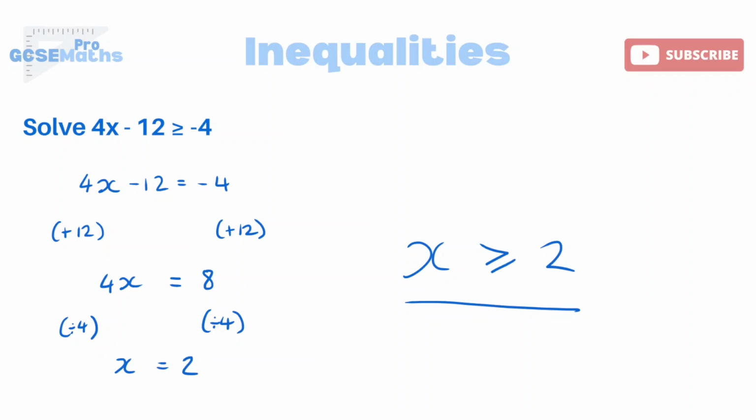So just imagine you've got linear equations, just a normal equation. Solve it how you normally would, but just remember to keep the symbol there, okay?